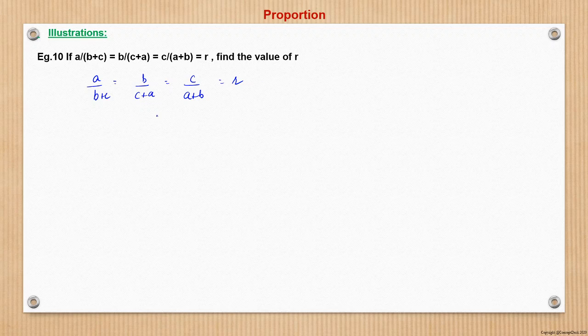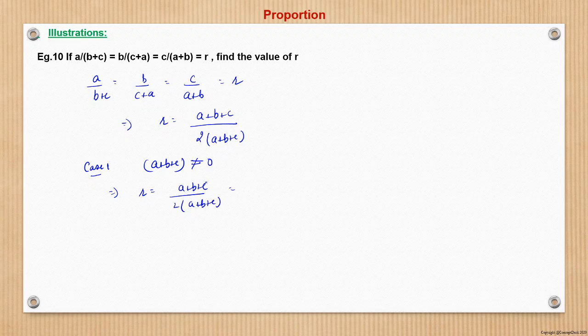So this we can further write as r is equal to what? Sum of numerator a plus b plus c upon sum of denominator is 2 times a plus b plus c. This is what is to find the value of r. So again same way, case 1, if a plus b plus c not equal to 0, I write r is equal to what? A plus b plus c upon 2 times a plus b plus c. This will cancel, so it is r is equal to half.